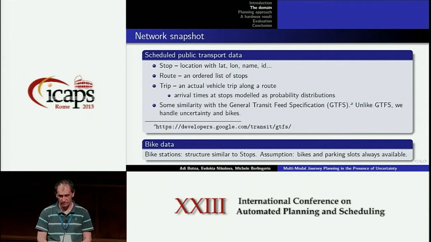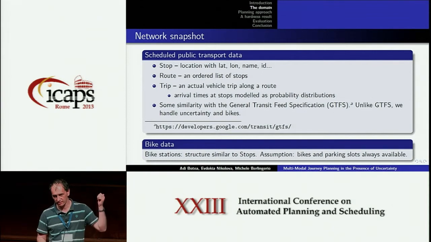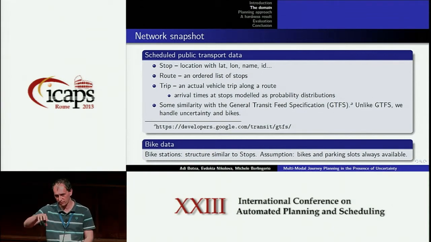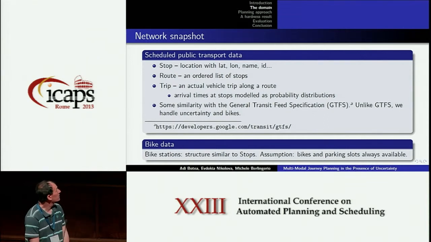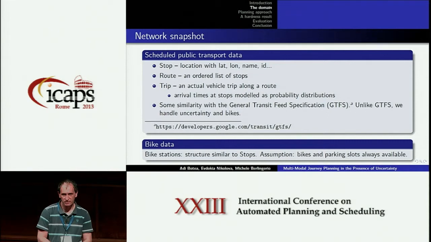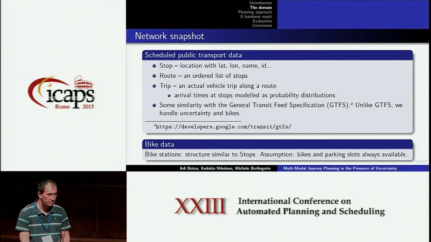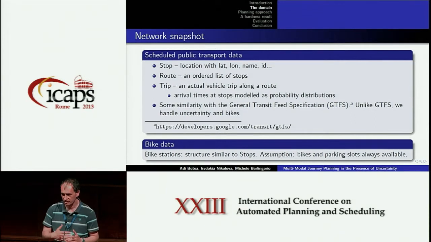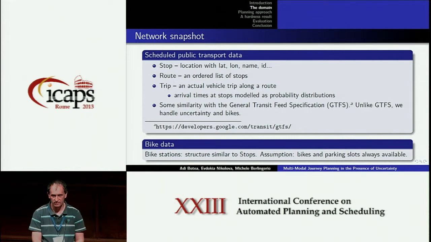We also need to know the trips. One trip is the actual journey of a bus along a route. So in addition to the route itself here, we need to know the time of arrival at a stop and also the time of departure. We represent the time as probability distributions for the very reason that we handle uncertainty in this work. This has some similarity with the structure of the standard GTFS, but in addition to that, we handle uncertainty and we also handle bicycles. And there are some technical differences which are beyond the purpose of my talk today.